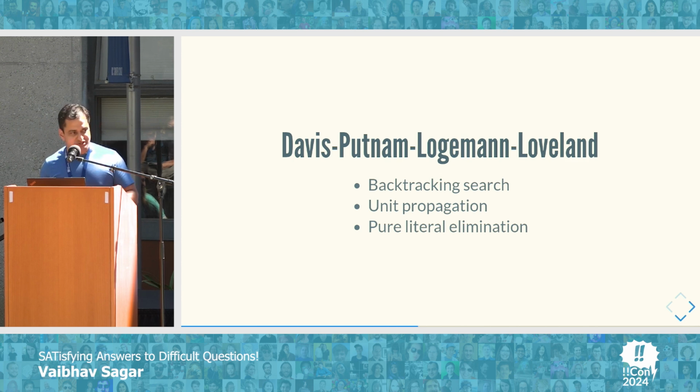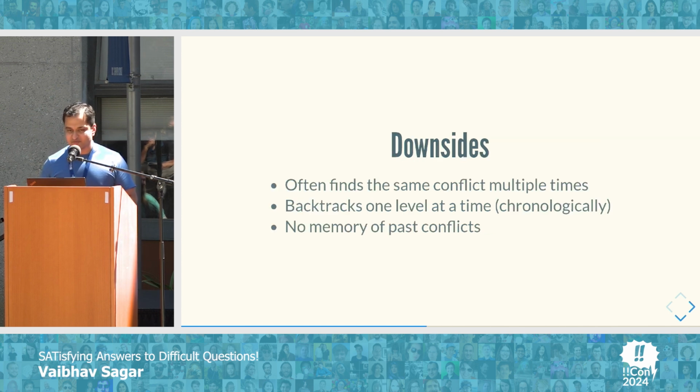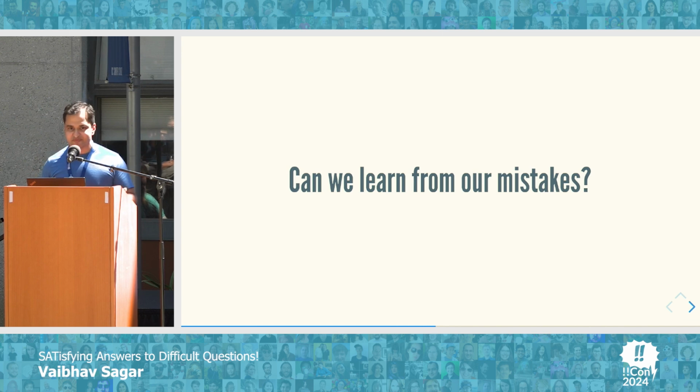And this works reasonably well for small numbers of clauses, but the downsides are that, one, it finds the same conflict over and over and over again, and when it does find a conflict, it can only go up one level at a time. It can only change one variable at a time. And it has no way of learning from previous mistakes or remembering them, so it doesn't make the same mistake over and over again. So can we do better and can we learn from our mistakes?